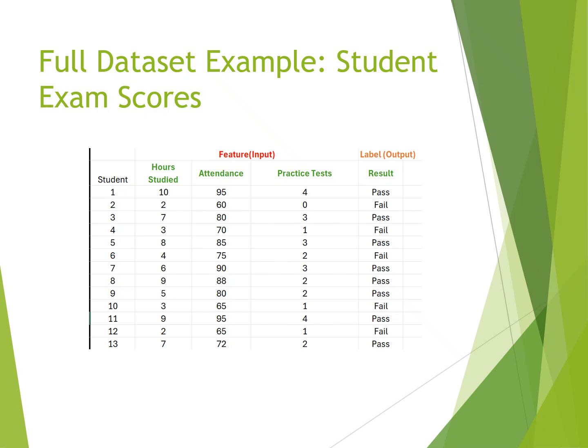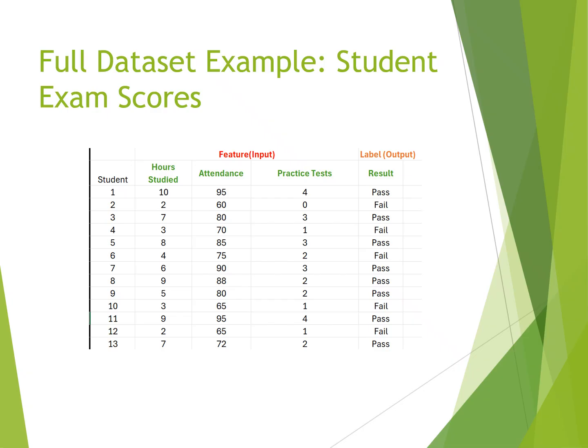As an example, this is what the model learns. For example, on the first one, he studied 10 hours, he attended 95% of the class, and he took 4 practice tests, he passed. But there was another student below that, he just studied 2 hours, he attended just 60%, and he took 0 practice tests and he failed. So that's a basic data set which we are feeding.